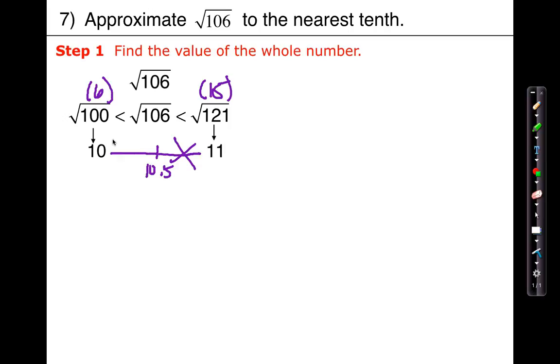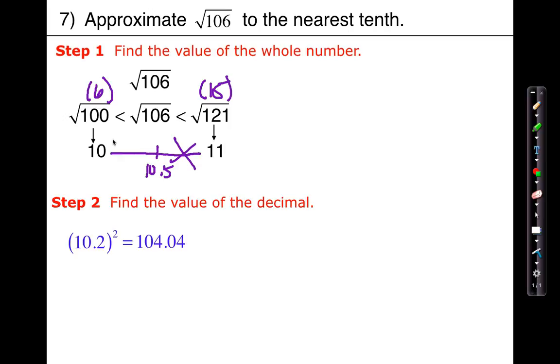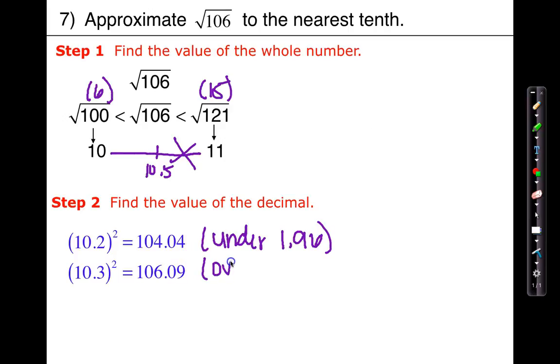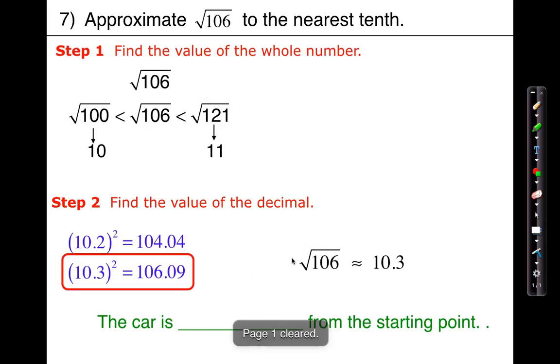So since it's fairly close to 100, let's go ahead and try 10.2 squared, which is 104.04. This one is definitely under. Let's see, how much is it under? Since it's under, let's try 10.3 squared, which is 106.09. This one's over, but it's only over by 0.09. So I'm definitely going to say that the distance is approximately 10.3 miles away from the starting point.